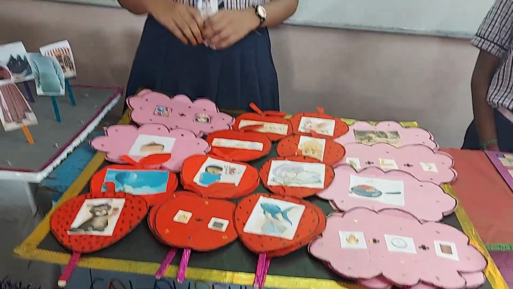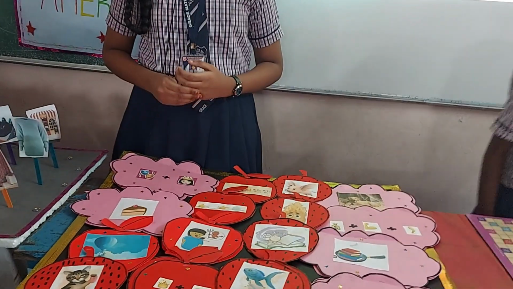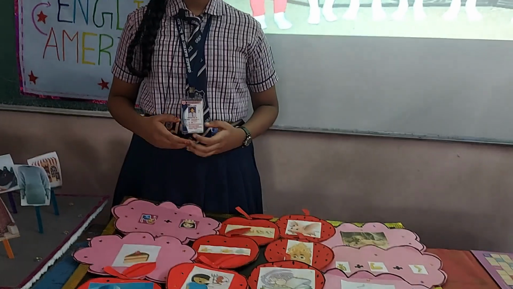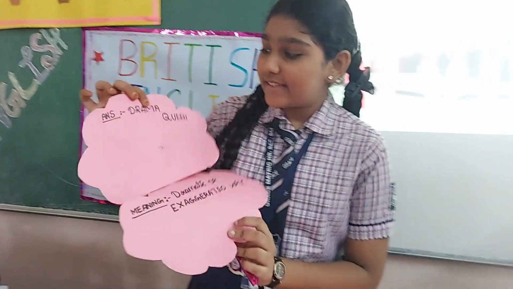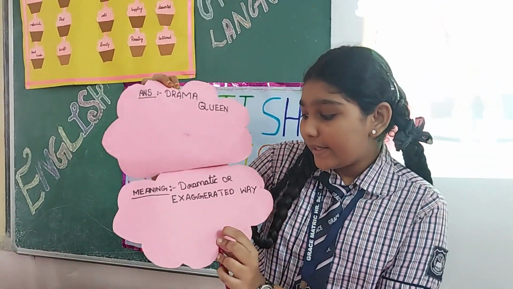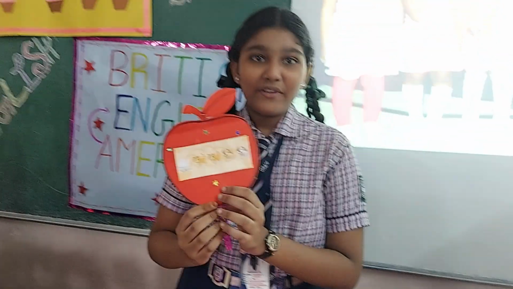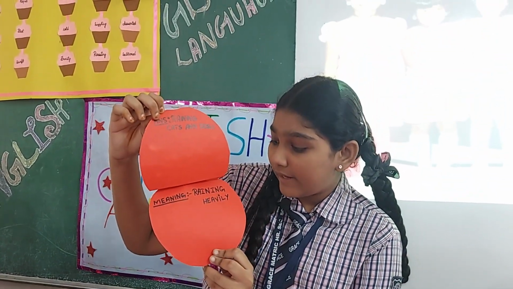Proverbial idioms: short sayings that express a general truth or piece of advice. Example: a bird in the hand is worth two in the bush. Slang idioms: informal expressions that are often used by specific groups. Example: break a leg means good luck. I'll show you some more examples. Can you find this? Answer: drama queen, meaning dramatic or exaggerated way. Can you find this? Answer: raining cats and dogs, meaning raining heavily.